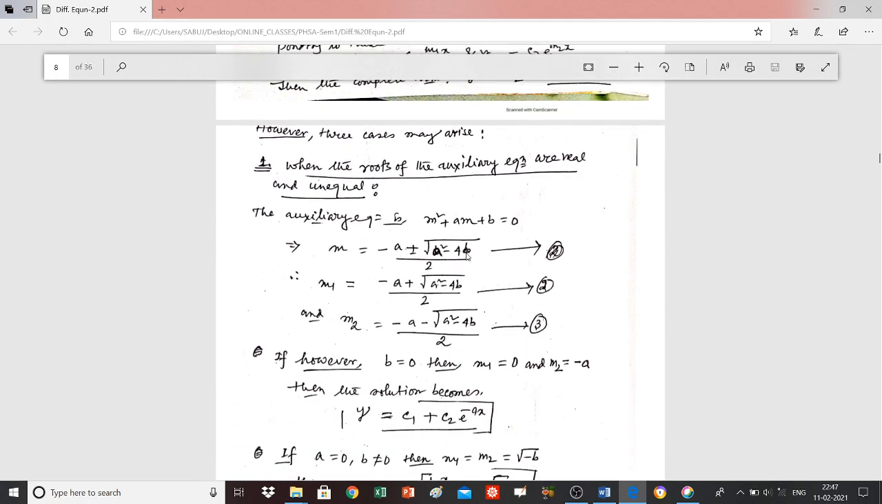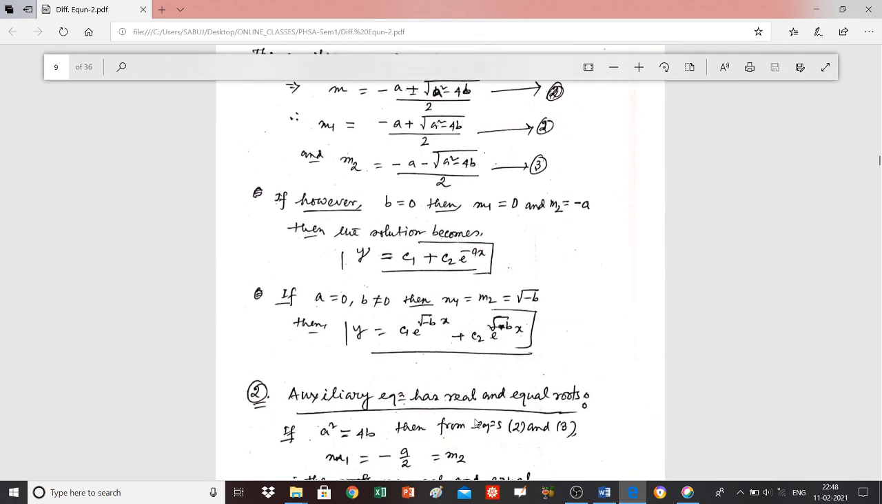If however b is equal to 0, then from this equation you can calculate m1 should be 0, and m2 is equal to minus a. Just write b is equal to 0 in these two expressions. So from here you obtain m1 is equal to 0 and m2 is equal to minus a. Then the solution will be y is equal to c1 plus c2 e to the power minus ax.